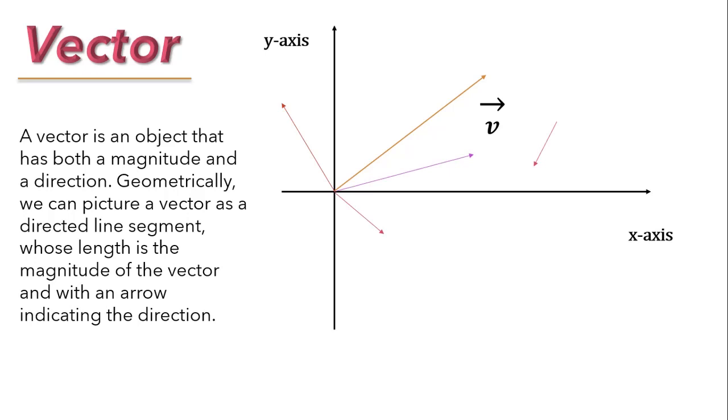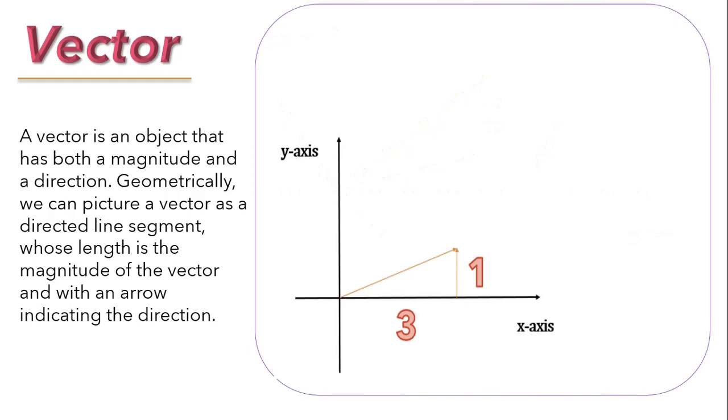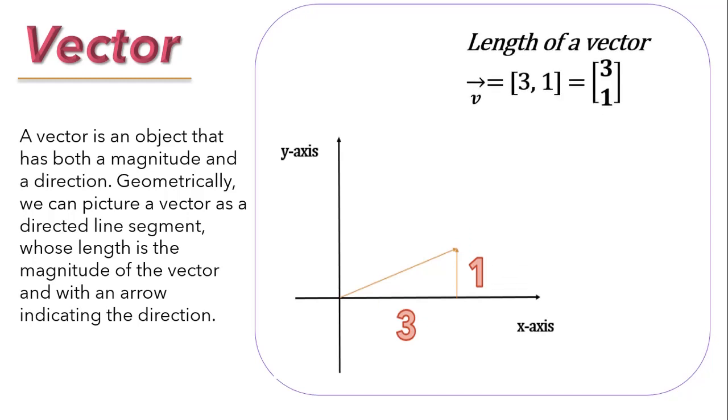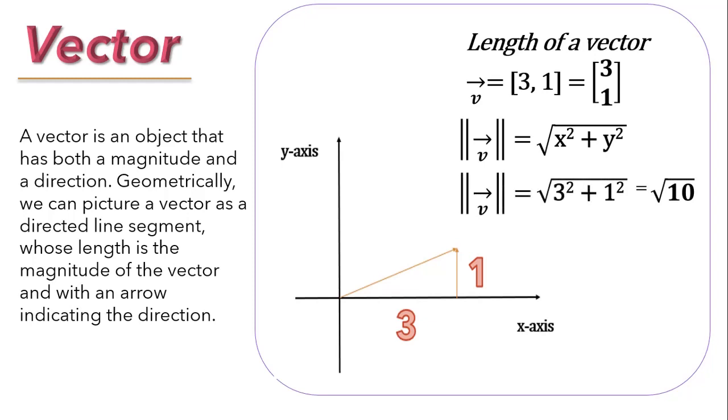Now suppose we have a vector with value of x as 3 and y as 1. So we can represent it as (3, 1). Now let's say we have to calculate the length of this vector. As we know, every vector has some length and direction. The length of this vector x is called its norm, which is written as norm of x is equal to under root of x square plus y square. Here x is 3 and y is 1. Let's substitute these values in the equation and we will get the length of the vector as under root of 10.